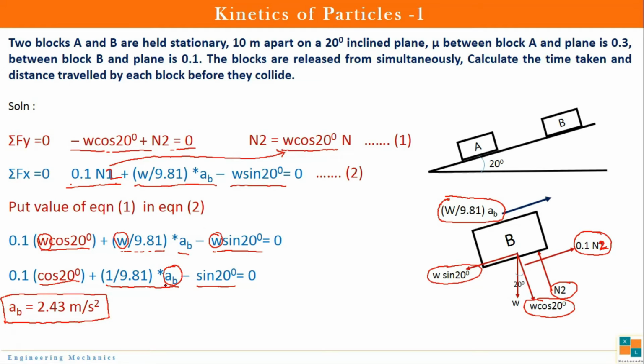So till now what I have done, I have found out acceleration of A and acceleration of B. But this is not the required answer. The question asked about the time taken and the distance traveled by the blocks before they collide. So we will use this acceleration of A and acceleration of B to find out the required answer.